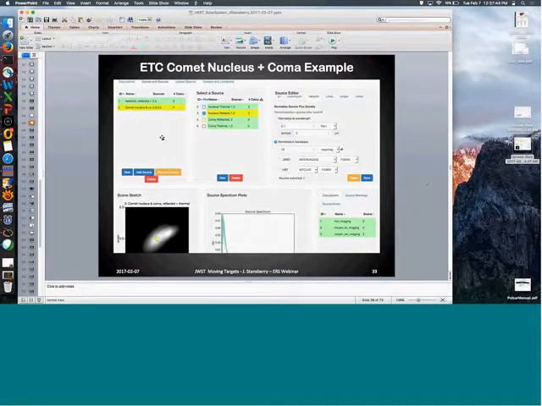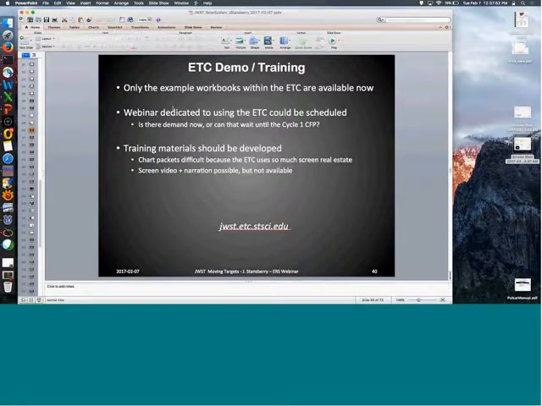Anyway, it's a tool. I'm going to get some training materials prepared for this fairly soon. They're not available yet. The example workbooks are there, so you can at least play with those. You probably want to have a webinar that's just dedicated to using the ETC. I'd be happy to try and support one of those just for the solar system community. There will also probably be other outreach community events. Sunny mentioned one coming up in May.